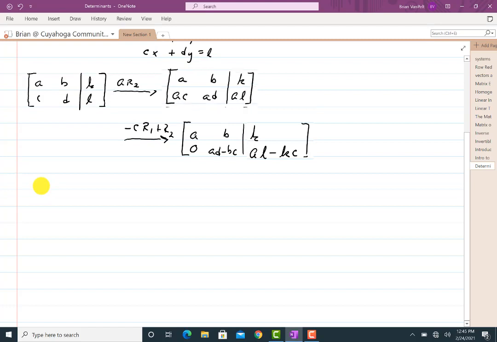Now, we know we'll have a solution if this thing right here does not equal 0. Well, we're guaranteed to have a solution no matter what happens on the other side. If this piece right here is not equal to 0, we're guaranteed to have a solution. And this is where we come up with a definition.